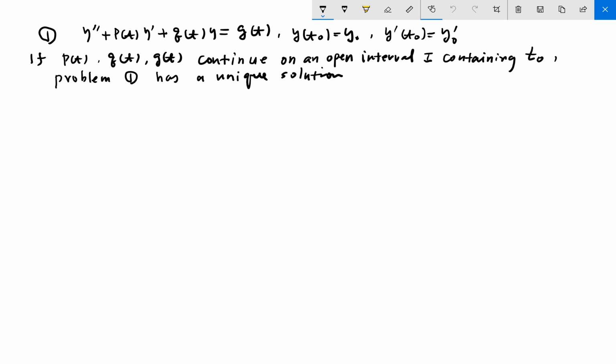The first theorem basically says, if the coefficients p of t, q of t, g of t are continuous on an open interval I containing t0, where t0 here is our initial point, then problem 1 has a unique solution. Now let's look at an example of it.